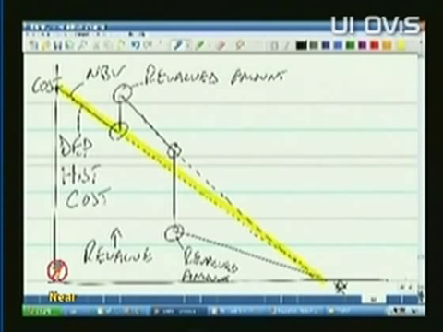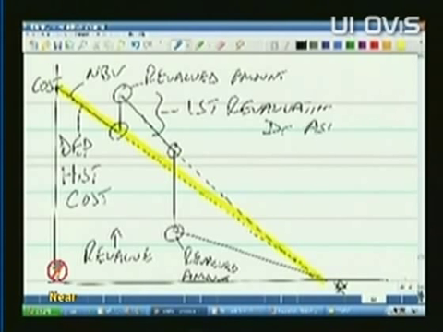Okay? So this revaluation first here, the first revaluation, that's going to be debit the asset, credit a revaluation surplus. So that's all happening above that yellow line, so therefore we're going to debit the asset and we're going to credit the revaluation surplus.